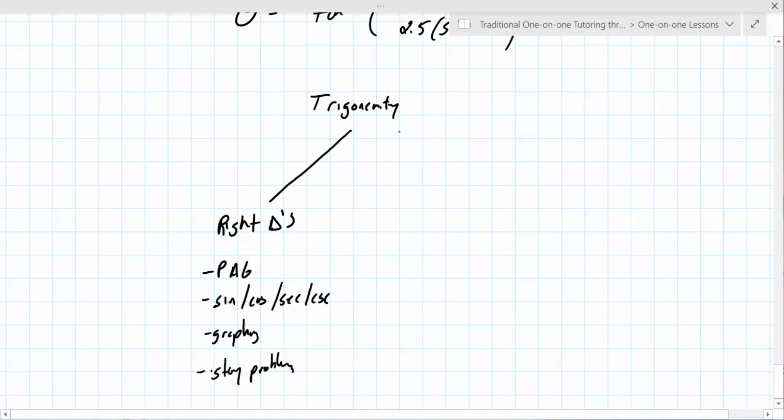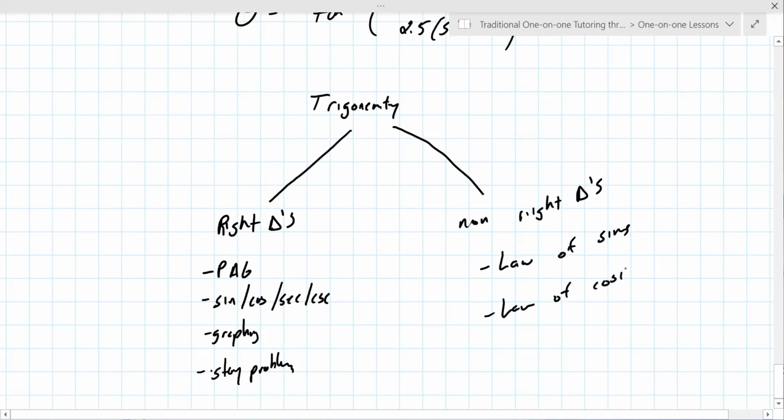But you're about to go into non-right triangles. And you guys saw this probably in geometry. So that's like law of sines, law of cosines, finding lengths, finding angles, finding areas. If you haven't gotten there, you will be there very, very soon.